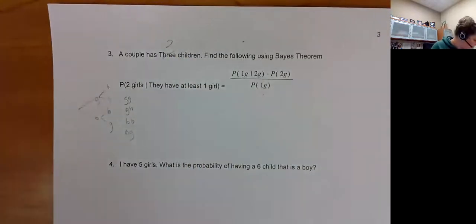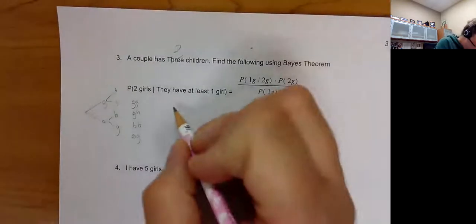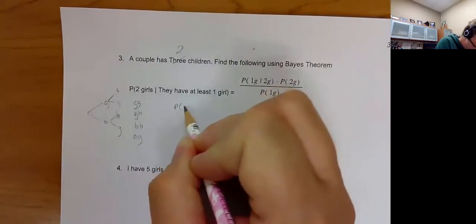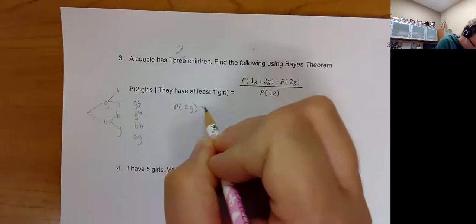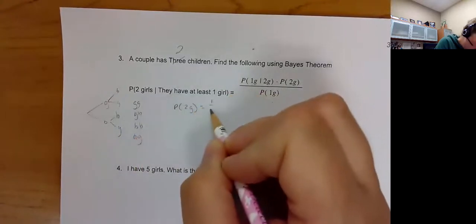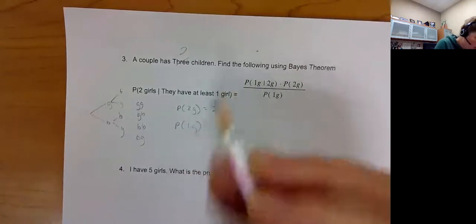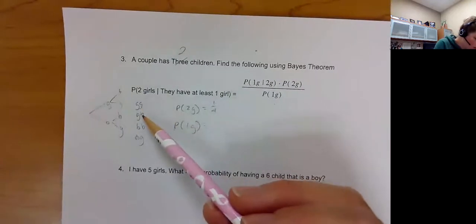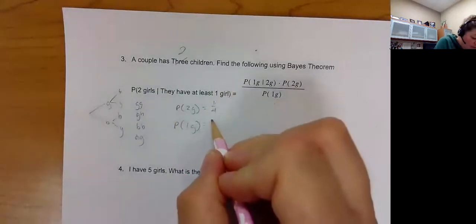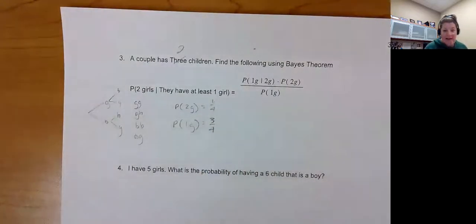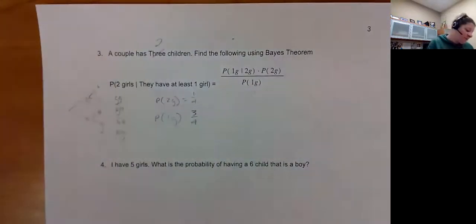All right, so from here, what are we going to find? What's the probability of getting 2 girls? There's only one way to get 2 girls out of 4. What is the probability of getting 1 girl? There is 1 girl here, 1 girl here, 1 girl here. So there's 3/4 chance of at least 1 girl from the 2 children.